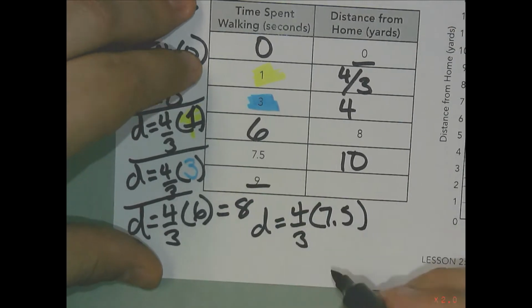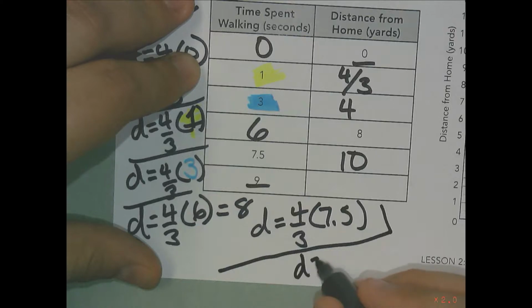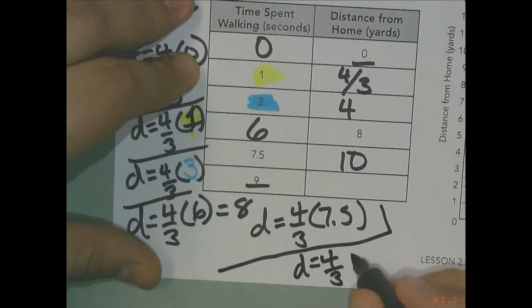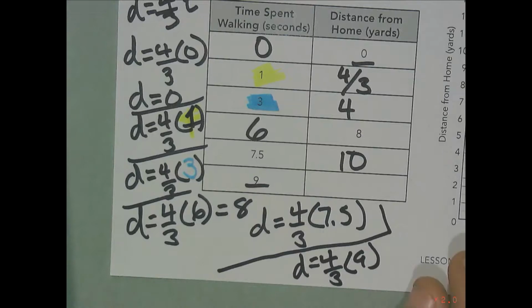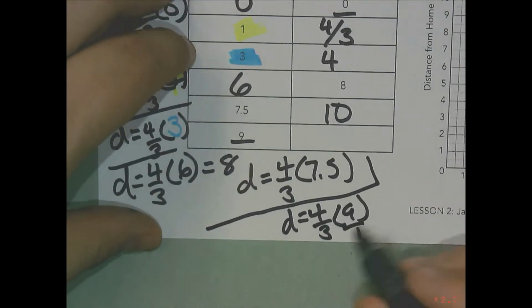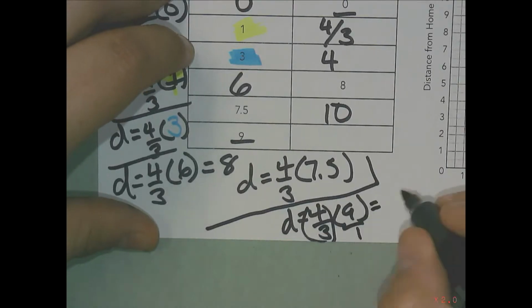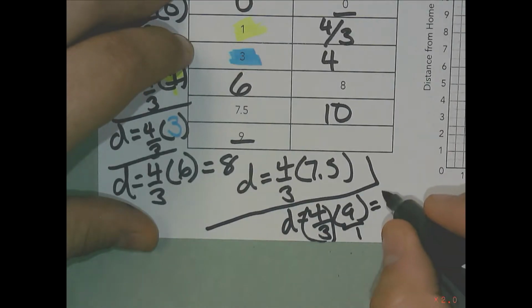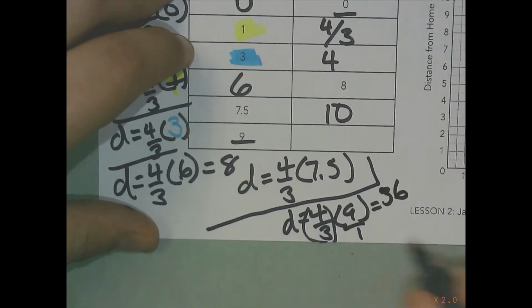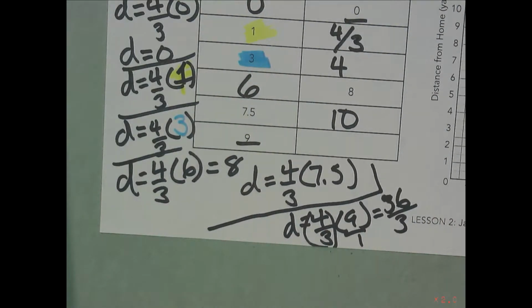Now you could do this by hand too, so I'm going to do 9 by hand just so you guys could see that. So for this last one, if I say D equals 4/3 times 9, isn't 9 the same as 9/1? Yes. So now, how do I multiply two fractions? I just multiply the top across the top. So what's 4 times 9? 36. And what's 3 times 1? 3.